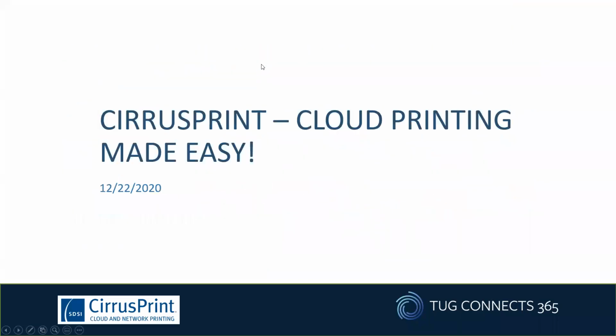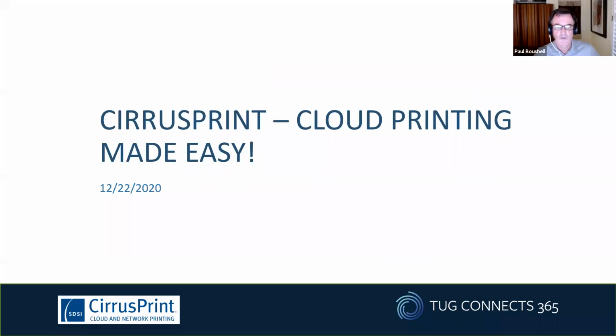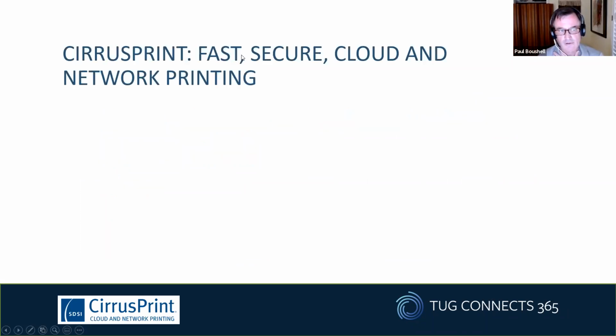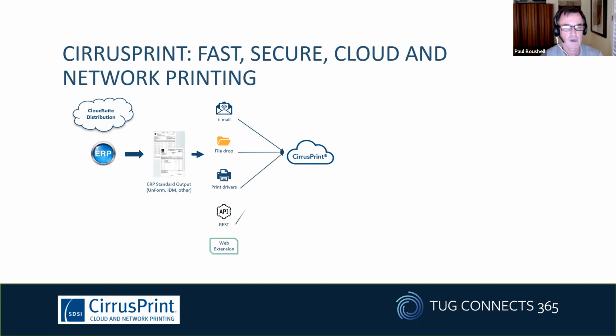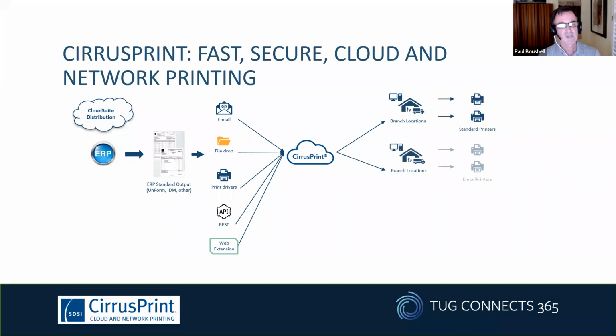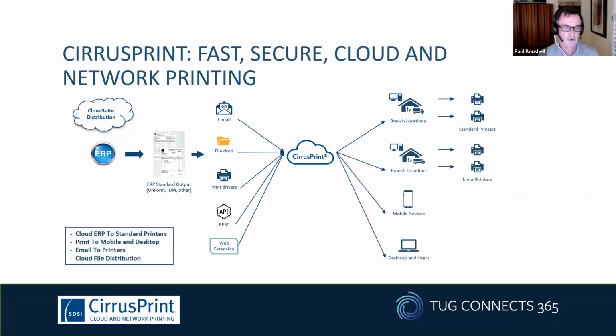Have you all in Sightline? Oh, very good. So today we're going to review CirrusPrint and how you can make that work for you to make your life easier when you're trying to print from the cloud. From a quick overview, it's used to deliver the print output from your ERP, whether it's Cloud Suite or some other ERP, and there's a variety of ways to configure it to make it very easy to set up and use.